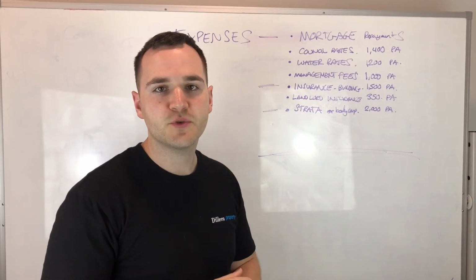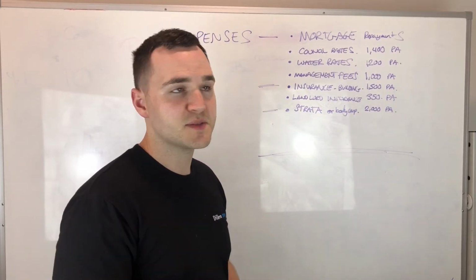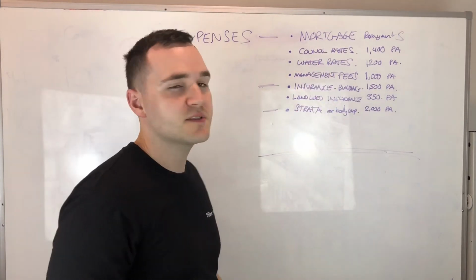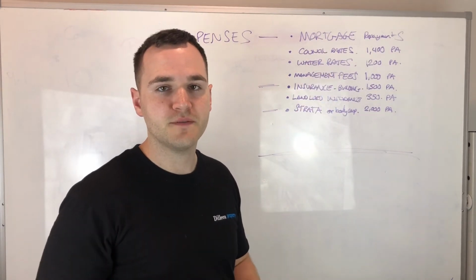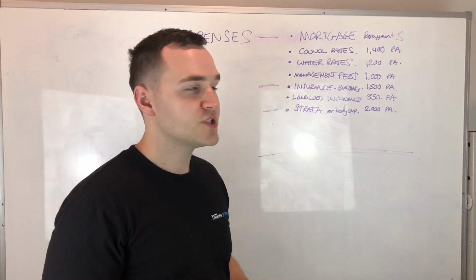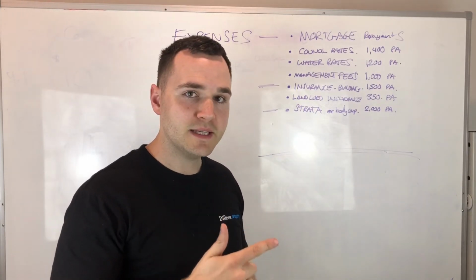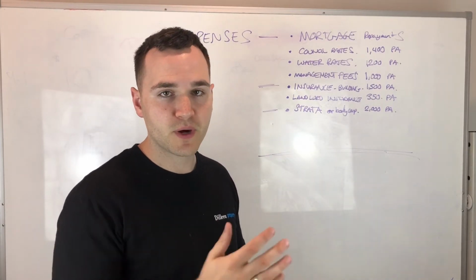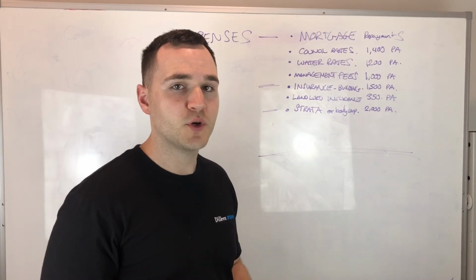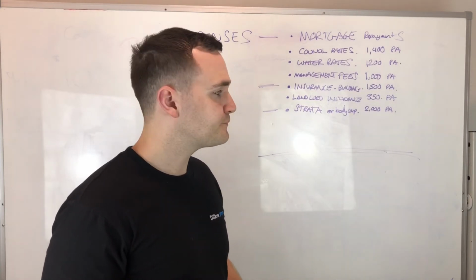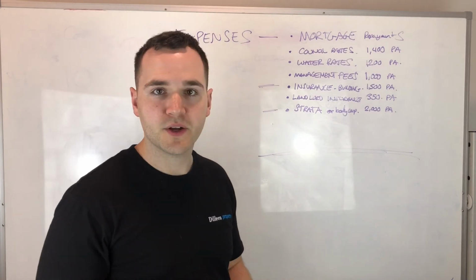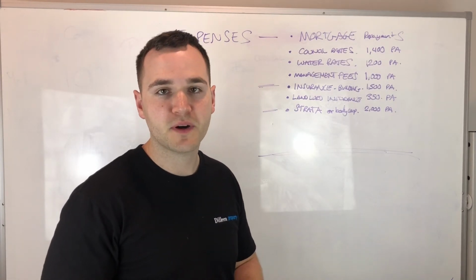Quite plain and simple, every property could have additional expenses besides your mortgage repayments of between $4,000 and $5,000 per year. Which, if you break that down weekly, if it's $5,000, could be $125 per week, roughly, or monthly, $400, $500 a month, roughly.